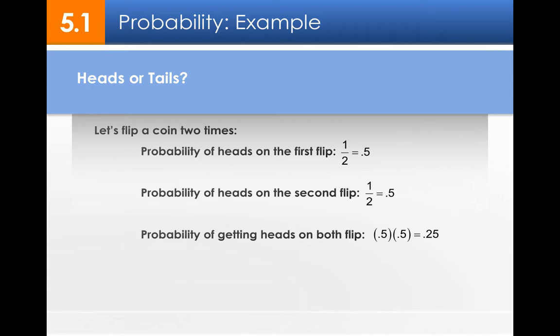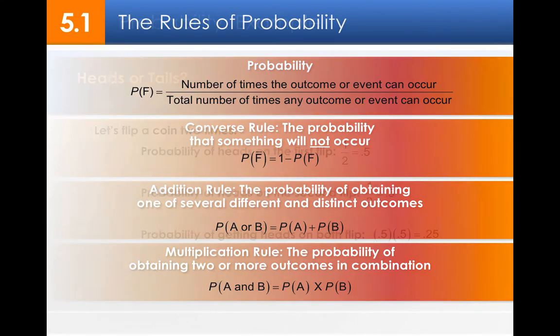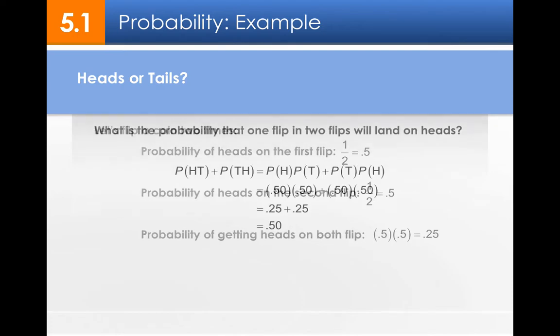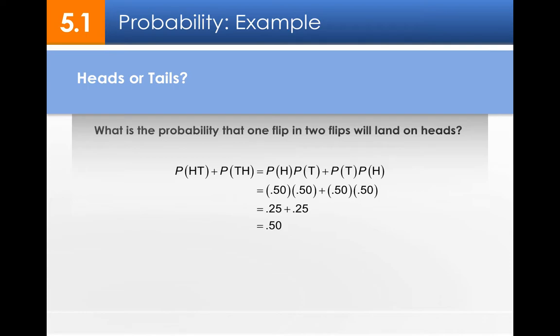So let's flip a coin 2 times. The probability of getting heads on the first flip is 1 out of 2, or 0.5. The probability of getting heads on the second flip is 1 out of 2, or 0.5. The probability of getting heads on both flips is going to follow the multiplication rule. That's 0.5 times 0.5, which is equal to 0.25. What's the probability that one flip out of 2 will land on heads? Well, that's going to be addition. Not that both flips will land on heads, but if I flip it twice, what are the odds that one of them will be heads? So that's the odds of the first event plus the second event, 0.5.